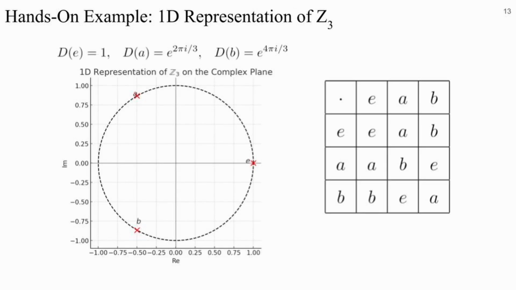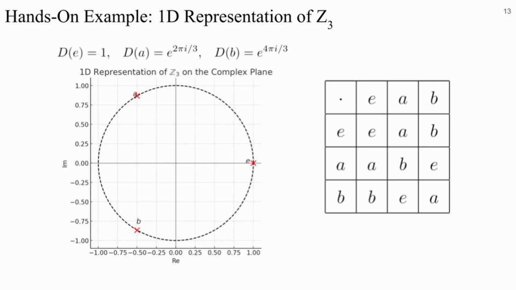So now we're going to start getting a bit hands-on, so I suggest you buckle up. We'll start slow with the 1D representation of Z3. Here, the homomorphism D is mapping the elements of our group onto the complex plane. We see that the representations of A and B are inverses, as e to the 2 pi i over 3 times e to the 4 pi i over 3 just gives you e to the 2 pi i, which is equal to 1, which is the identity in this context.